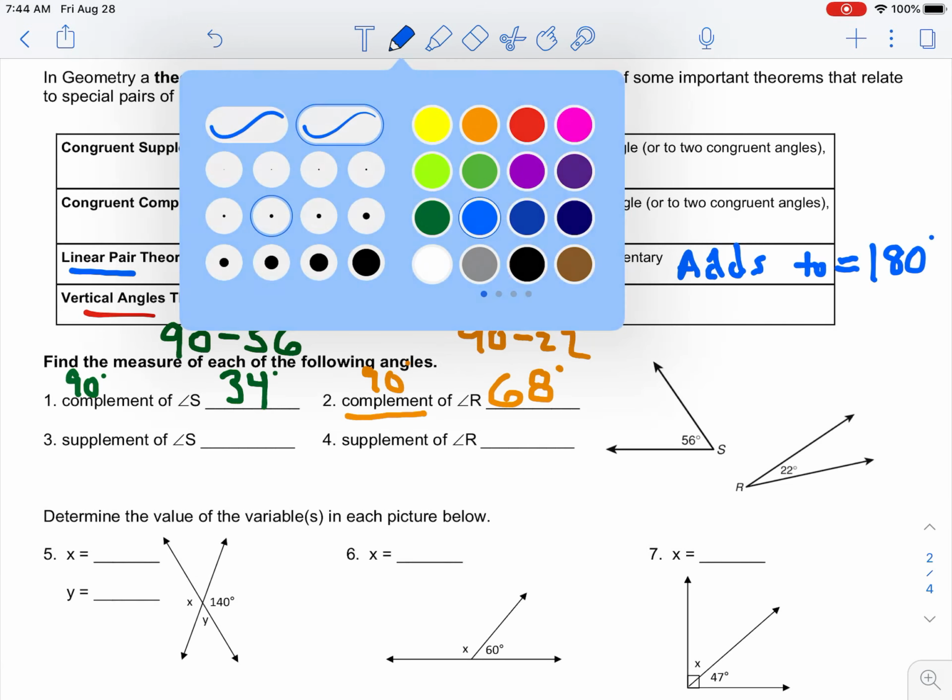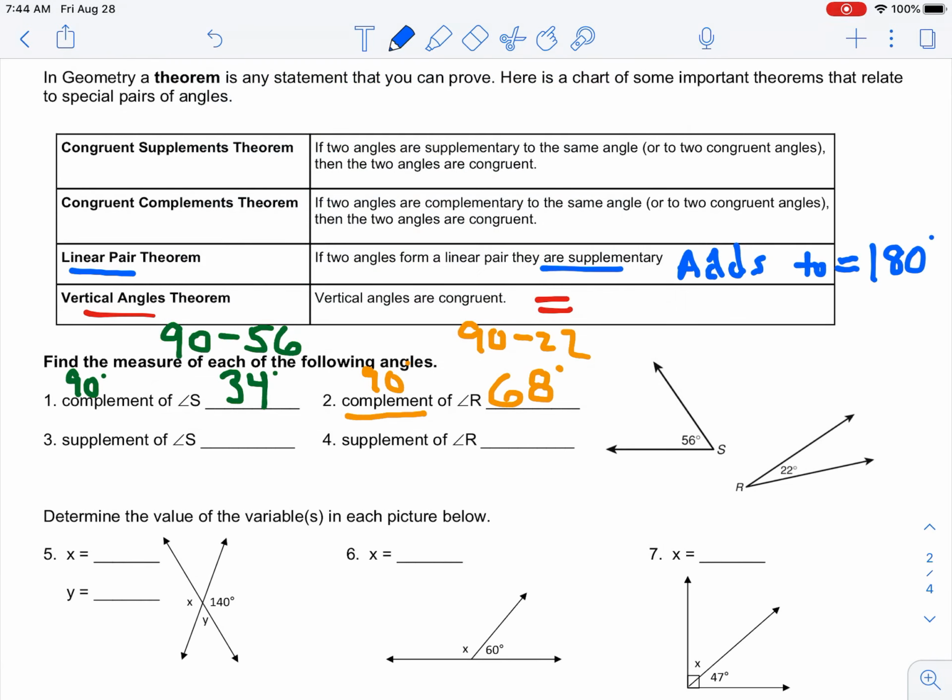Okay, cruising right along. Number 3 says supplement. When I see the word supplement, this time I'm going to think it adds to 180 degrees. Well, if angle S is 56, to find the missing one, I'm going to take 180 minus 56. Again, we're using 180 because this said the word supplement, which leaves us 124 degrees.